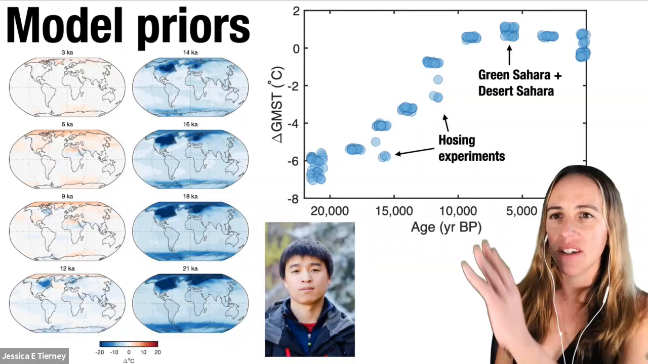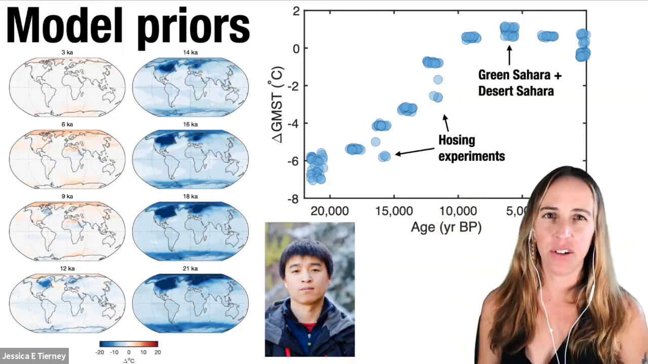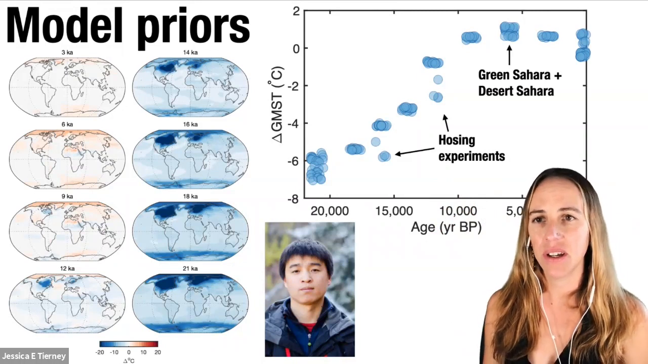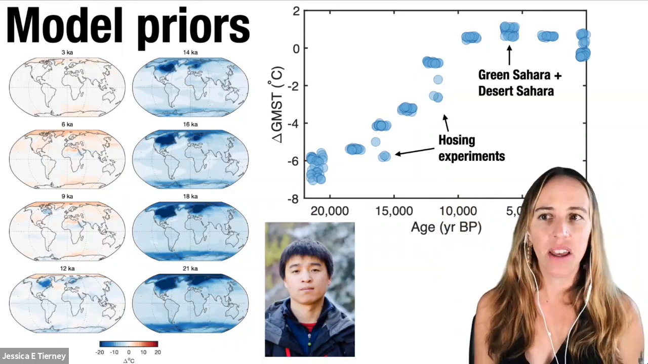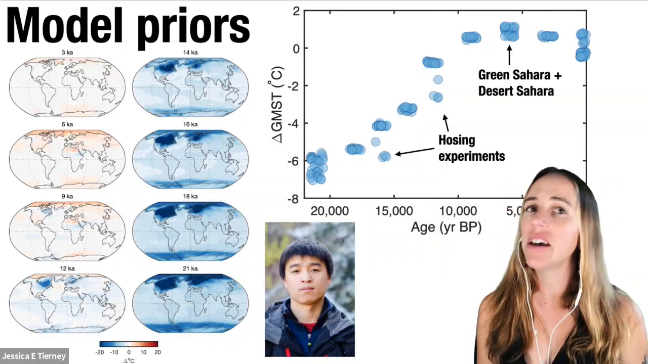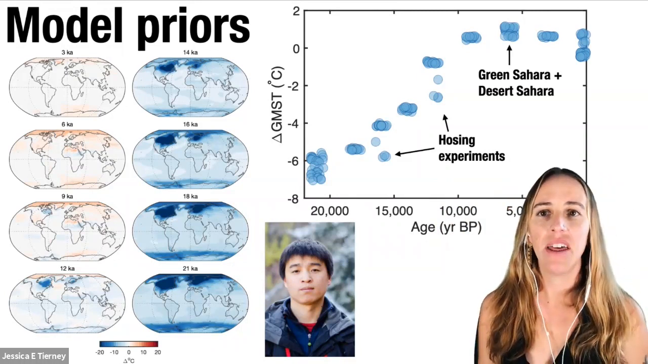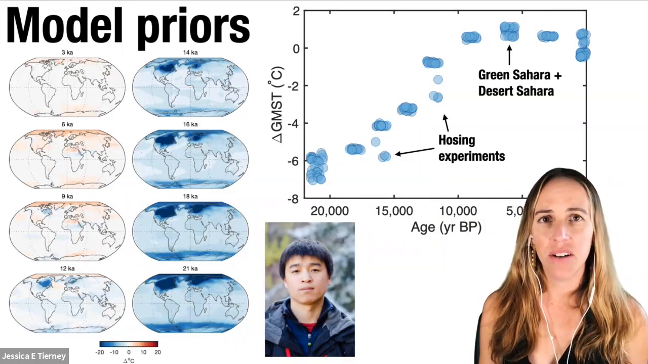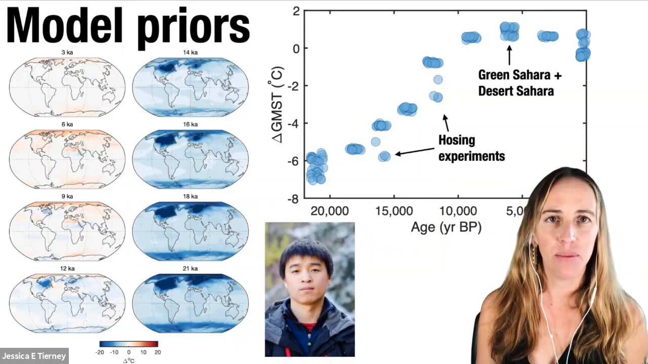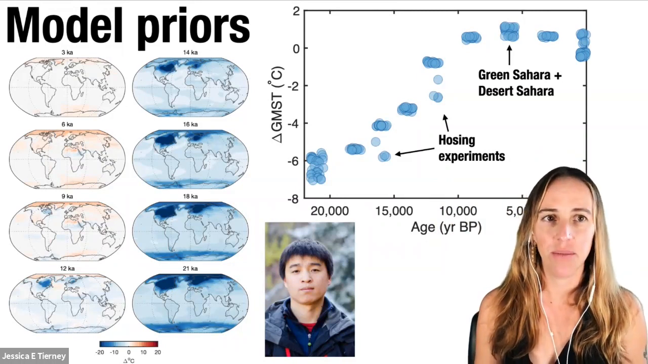In addition, we did some hosing experiments. So we have a sort of Heinrich 1-like hosing experiment at 16,000 years ago. And we also have a Younger Dryas prior. We have during the Holocene a prior that has a green Sahara. We have a prior without a green Sahara. And we have a bunch of pre-industrial priors as well, as you can kind of see that cluster right above my head. So a nice span of model priors to start with for the assimilation.